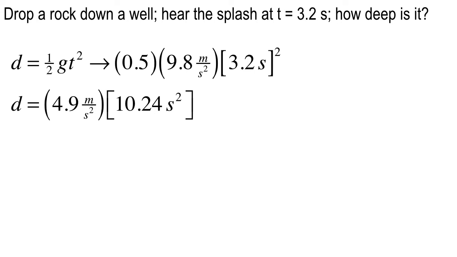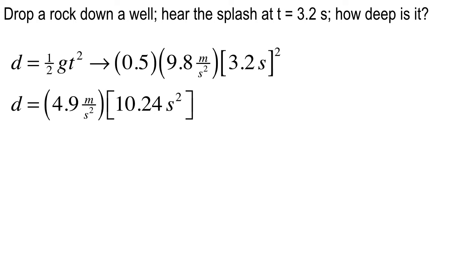That's an intermediate step, 4.9 meters per second squared. And then 3.2 quantity squared. 3 squared is 9, so 3.2 squared is going to be a little bit bigger than that. If I'd done this on my calculator and come up with 15.3, then I might have thought, ooh, that's a little bit too high. Let me do that again and hopefully get it right.